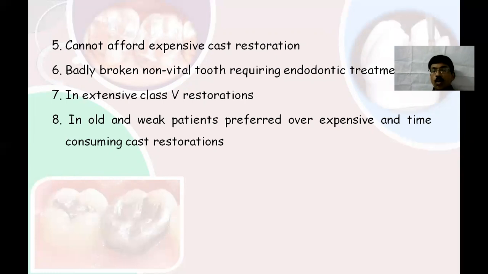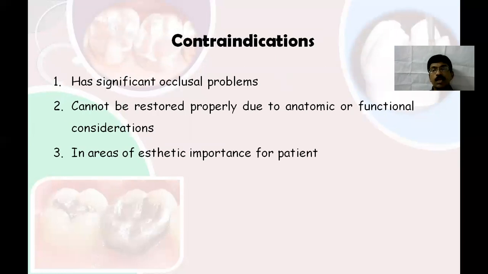Then in old and weak patients, these restorations are preferred over the expensive and time-consuming cast restorations. So in old people who are weak, we can go for complex amalgam restorations over the expensive and time-consuming cast restorations. Now coming to the contraindications of complex amalgam restorations.